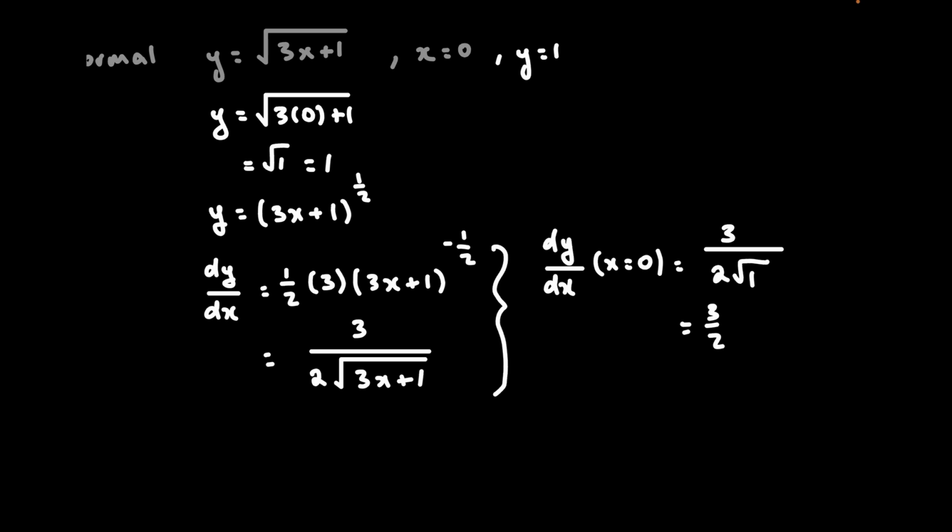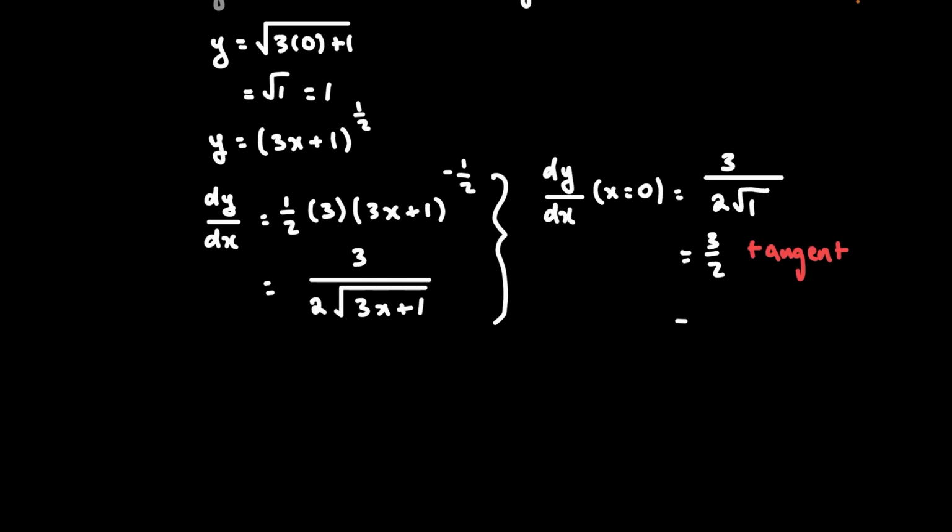We don't care about this gradient. This is tangent. That's not what we care about. If we wanted tangent, good job. We don't care about it though. We want the normal. The normal gradient here is minus 2 over 3. You take the reciprocal and then find the negative of it. That is your normal gradient.